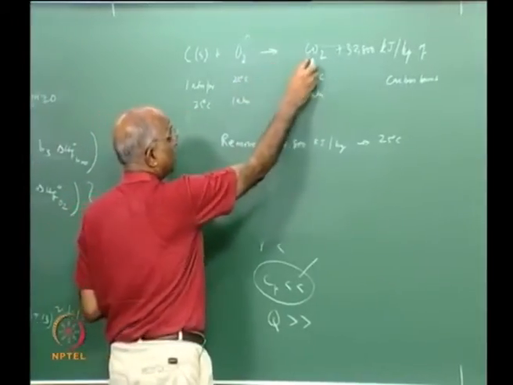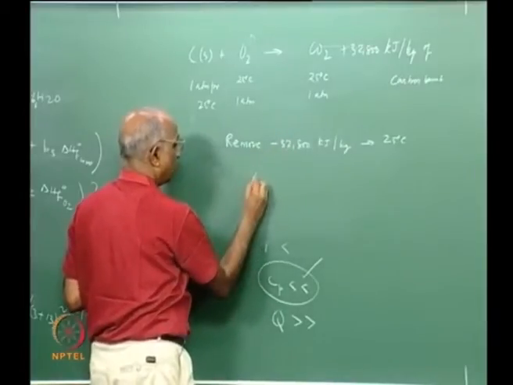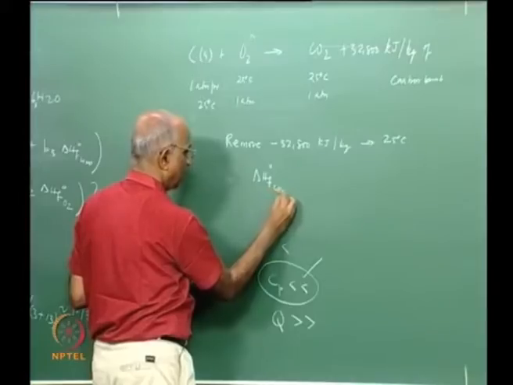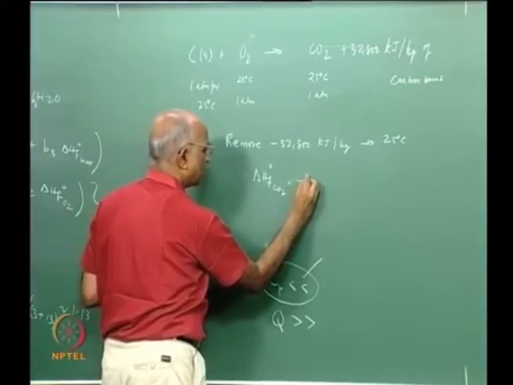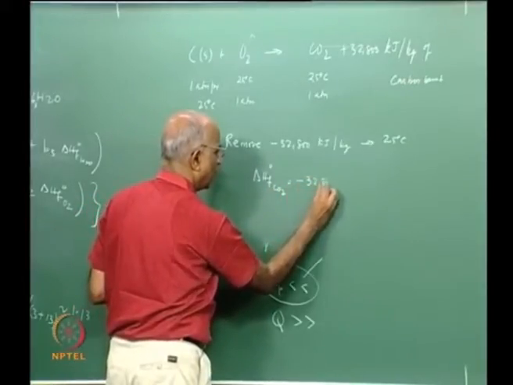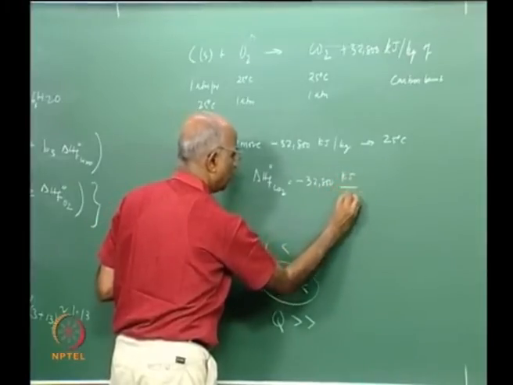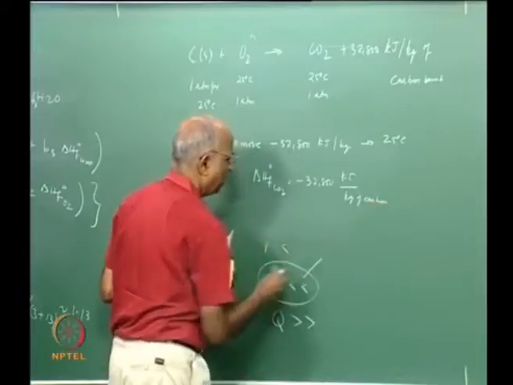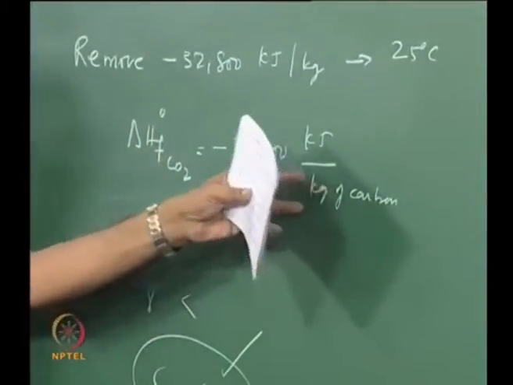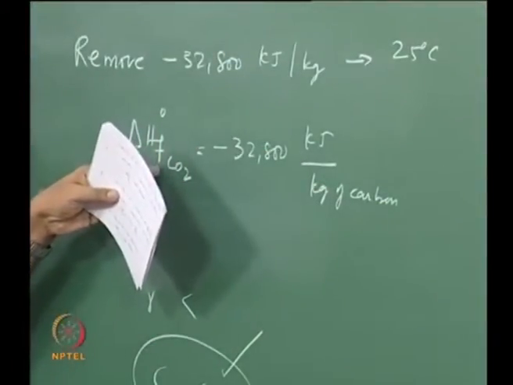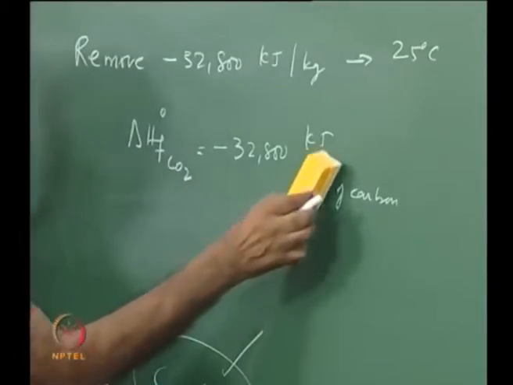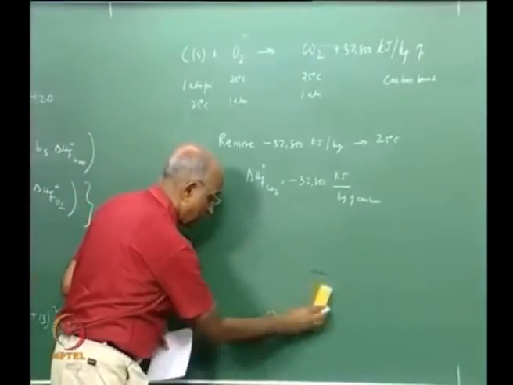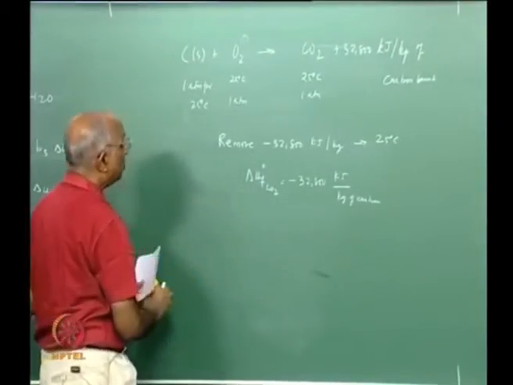When the reaction is exothermic, the heat of formation of, let us say, carbon dioxide at standard state should be something like minus 32,800 kilojoules per kilogram of carbon burnt. But this unit is something wrong, right. We cannot have kilogram of carbon here, and therefore it is better to refer it to something like kilojoules per mole of carbon dioxide. Therefore let's try to remedy the situation.